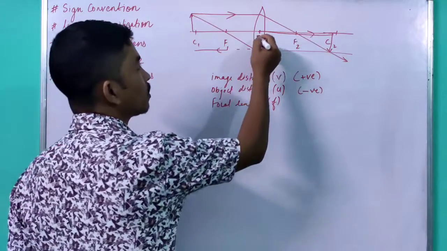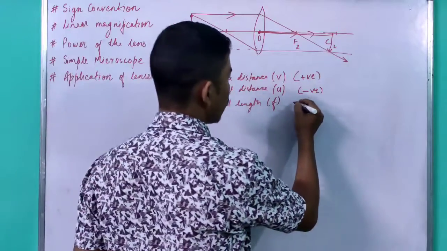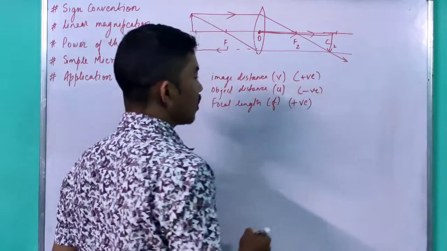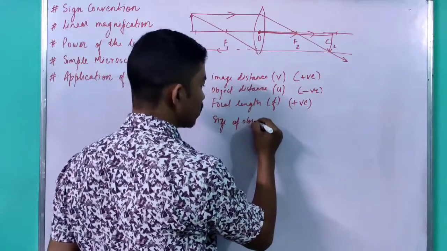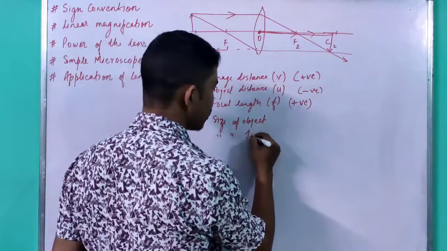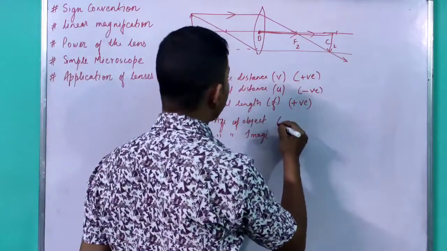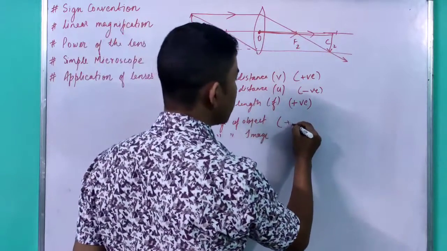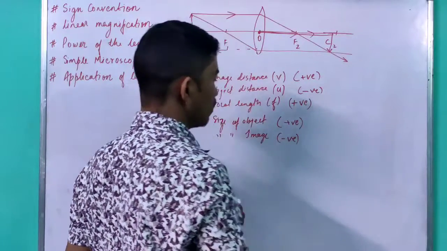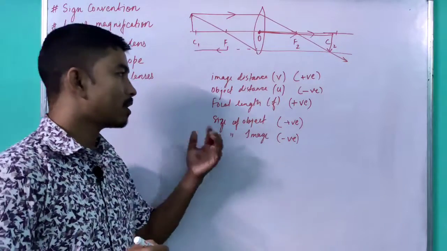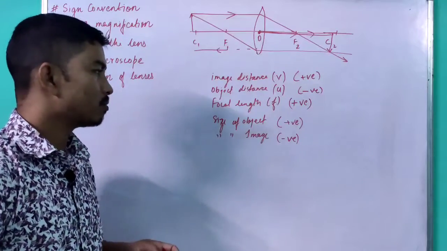Now coming to the focal length, when we measure the focal length, we go in the direction of the incident ray. Therefore the focal length is also positive. Now coming to the size of our object and the size of the image. We see that the object is above the principal axis, so the length of the object is always taken to be positive, and the image is below the principal axis, so it is taken to be negative. This is how we provide a sign to the image distance, object distance, focal length, size of the object and size of the image.